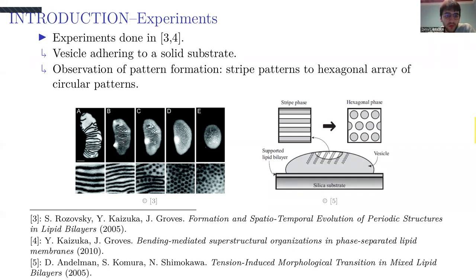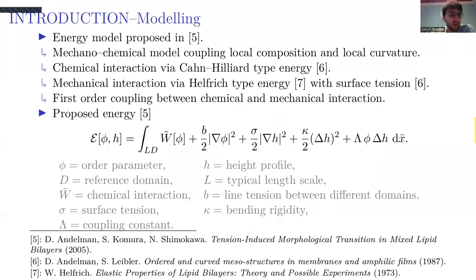So basically we have this experiment, we observe fine scale patterns, and now we have to explain them. And we try to do this by modeling. And there was a model proposed by Shimokawa, Komura, and Andelman shortly after the experiments were done. And they proposed a mechanochemical model which combines local composition and local curvature.